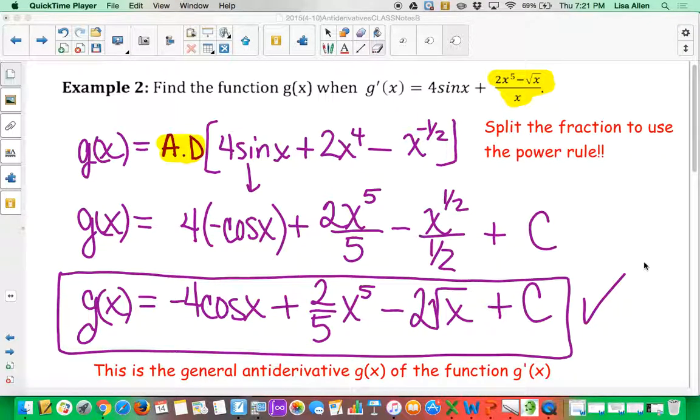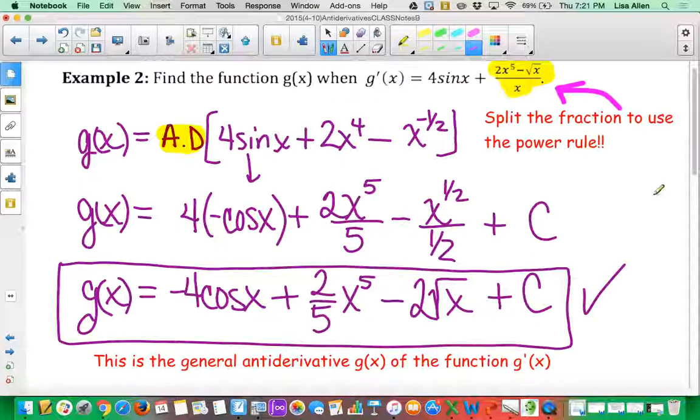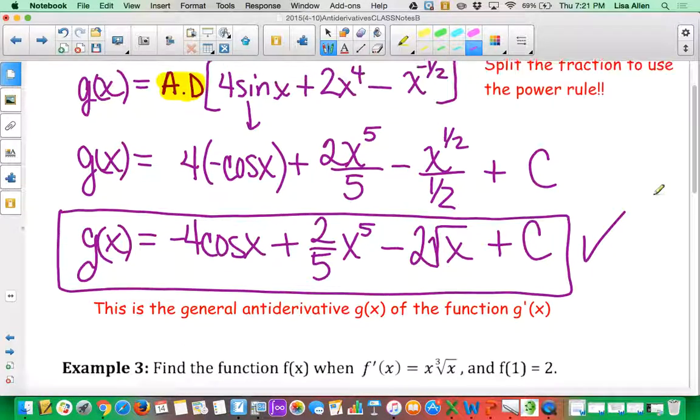So this is where we left off in example 2, and I wanted to just highlight the fact that I used some very simple notation taking the antiderivative of this expression. And if you noticed, I wanted to have you recall the fact that when we took the antiderivative, I simplified the fraction or split the fraction to end up using the power rule. So I ended up getting the general antiderivative g of x of the function g prime of x.